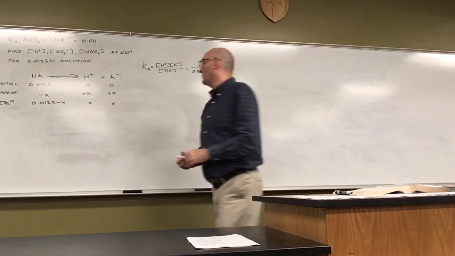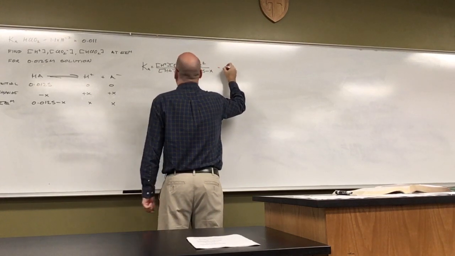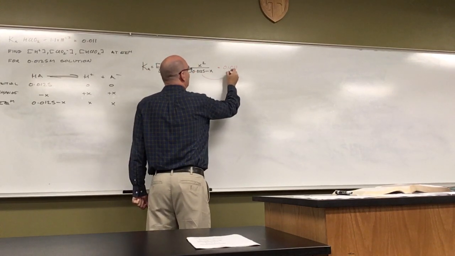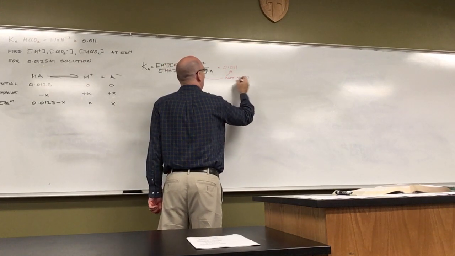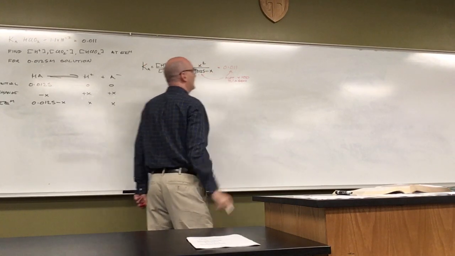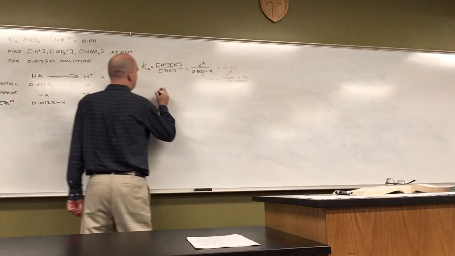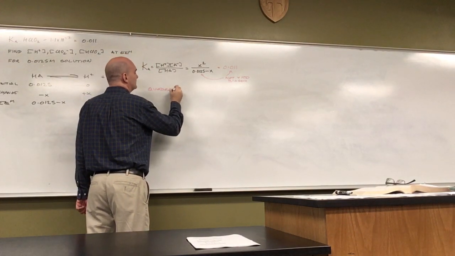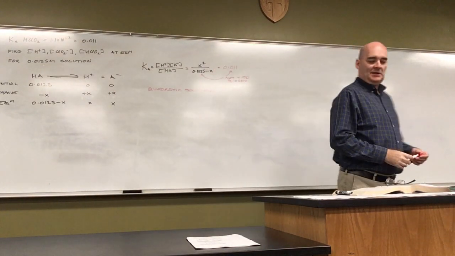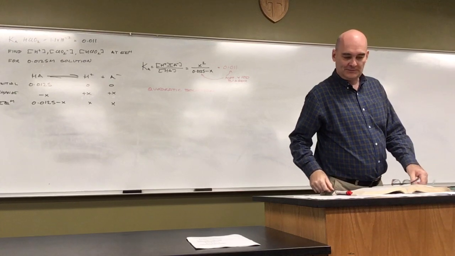Okay, this one is going to grind to a halt at this point because Ka is 0.011 and these numbers are not 100 times bigger. This concentration is not 100 times bigger than that one. So this has a quadratic solution. And it's not in the solutions manual because the solutions manual is running a different question.